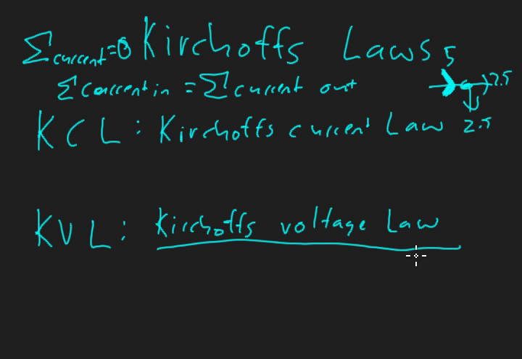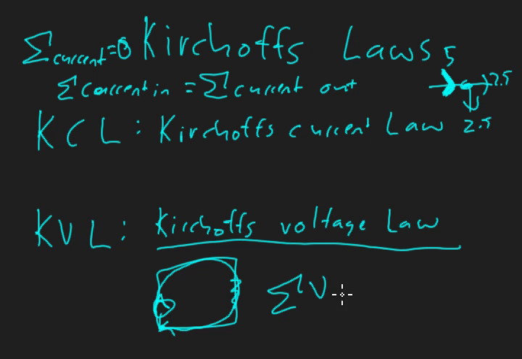With Kirchhoff's voltage law, say you had a closed loop in your circuit. What Kirchhoff's voltage law says is that if you start at a point and work your way all around the loop, when you get back to the original point, the total voltage change will be zero. So the net voltage around a loop or a mesh equals zero.